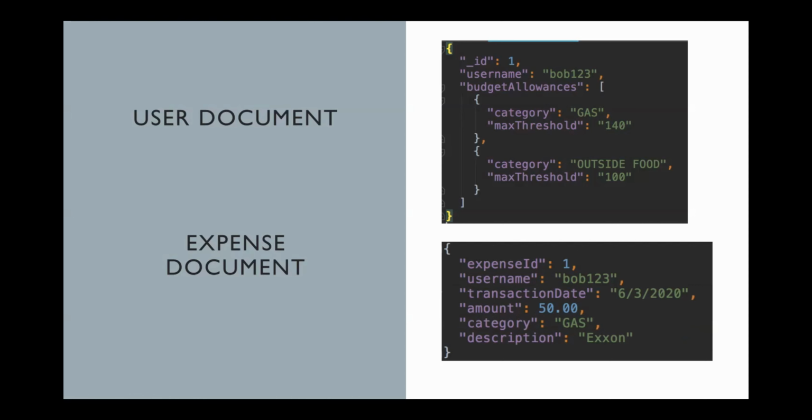Each expense document will contain its own unique ID, the username that this expense belongs to, a transaction date, an amount, a category, and a description. Now, I didn't arrive at this design initially and had to fight against MongoDB for several iterations until I found that this model is best suited for this application's use cases.